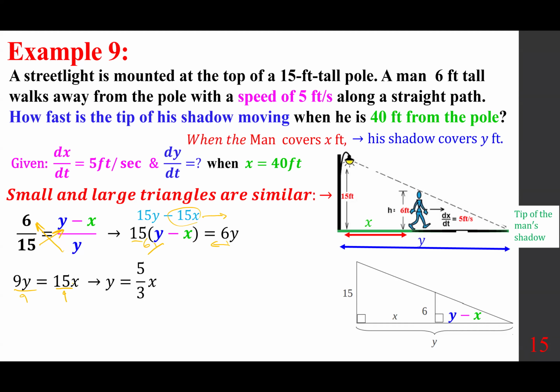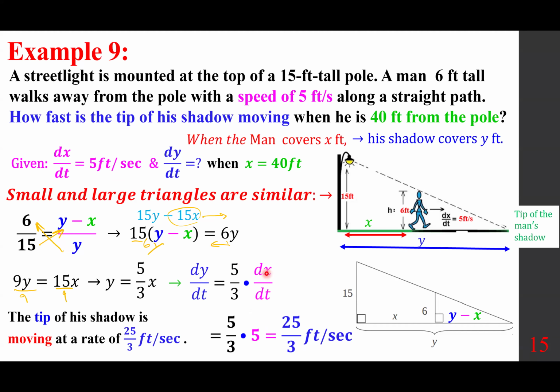Now we want to differentiate. We get dy/dt equals 5/3 times dx/dt. So 5/3 times dx/dt, which is 5, becomes 25/3 feet per second. And we're going to say the tip of his shadow is moving at the rate of 25/3 feet per second. It's positive.